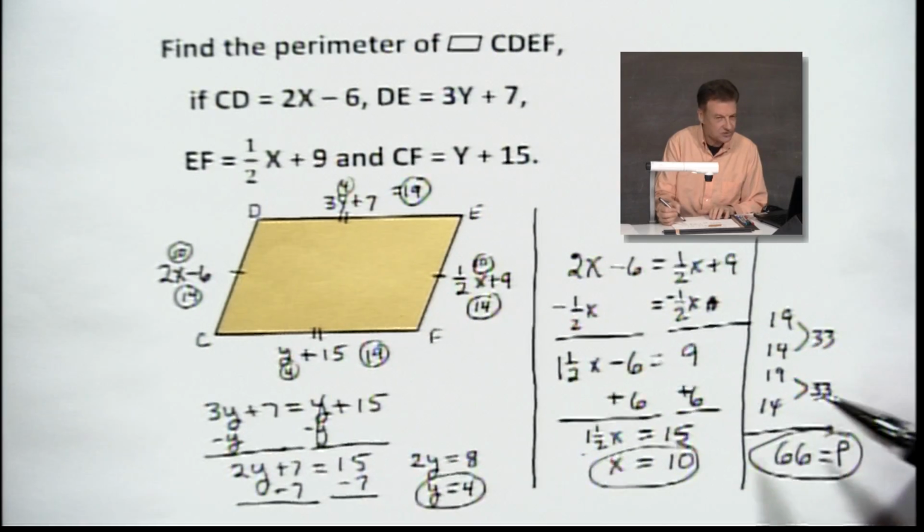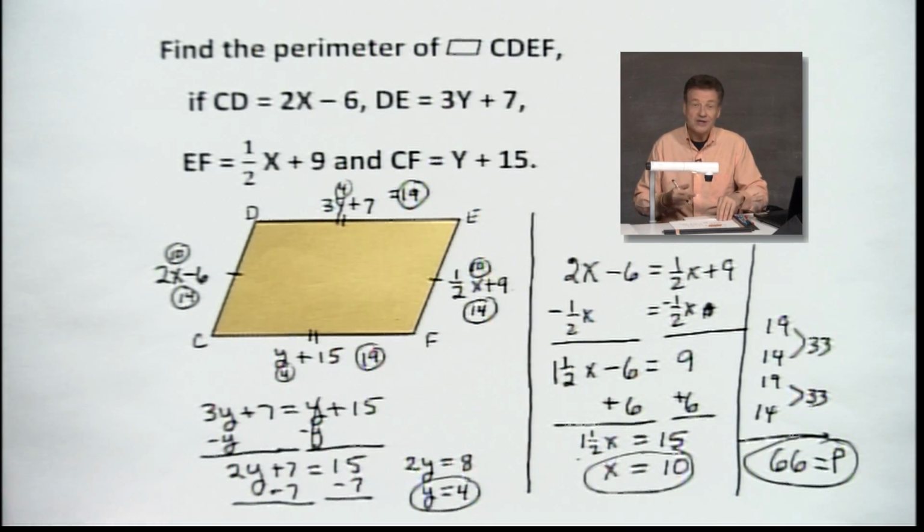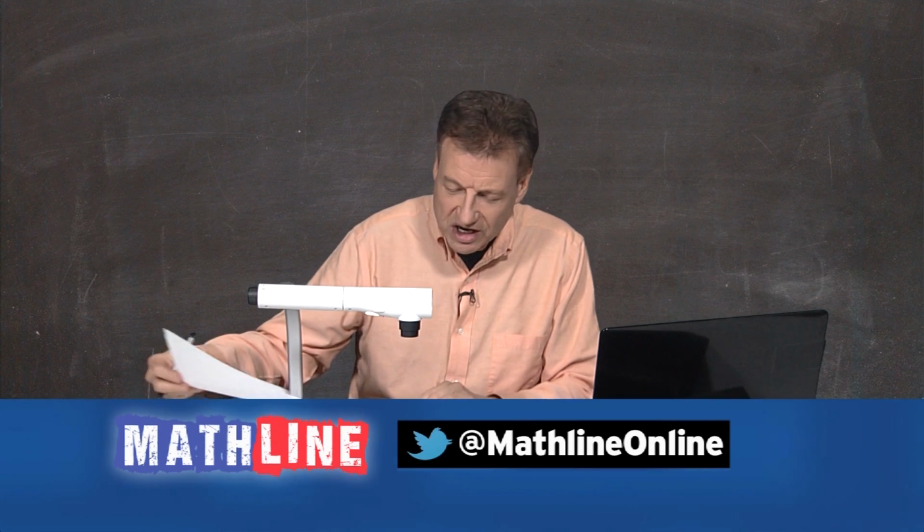You could also do that, 2 times 19. And you could also use the 28. Adds up, either way you do it, 66. There's your perimeter, all right? So, a nice quick problem. Well, took a little bit of time, didn't it? But you know, working your algebra, that's important, all right?